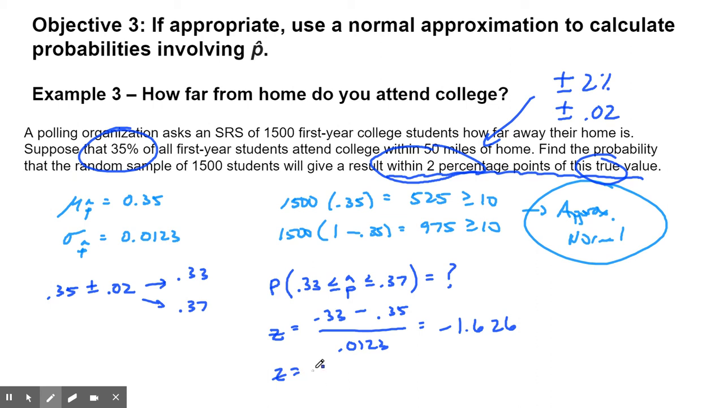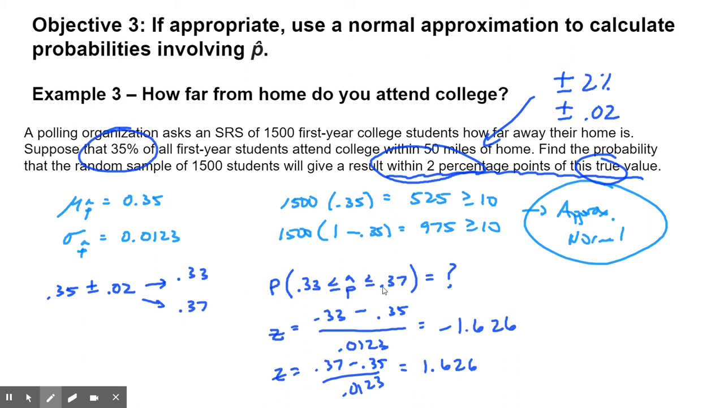Well, z equals, now you're going to do the upper p hat value, 0.37. And again, I think I've emphasized this enough about this idea of symmetry, right? Think about this. If I'm going 0.02 to the left of my mean and to the right of my mean, then the z value to the left is going to be negative, but the z value to the right should be the same exact number, just positive. So I did that without even calculating, but I will do it. Again, the top is now just positive 0.02, and when you divide that, you get 1.626. So these are my z values.